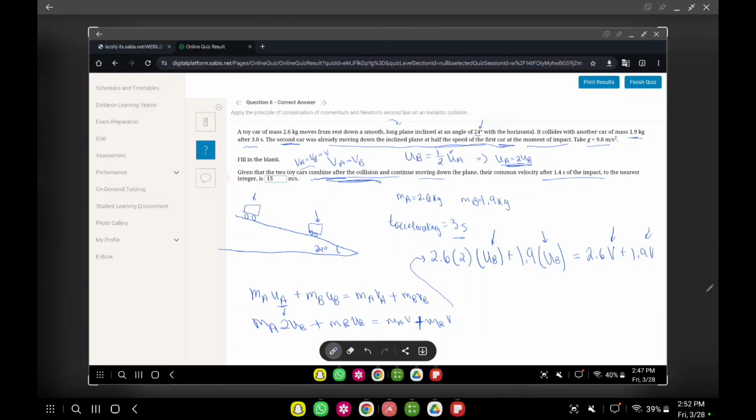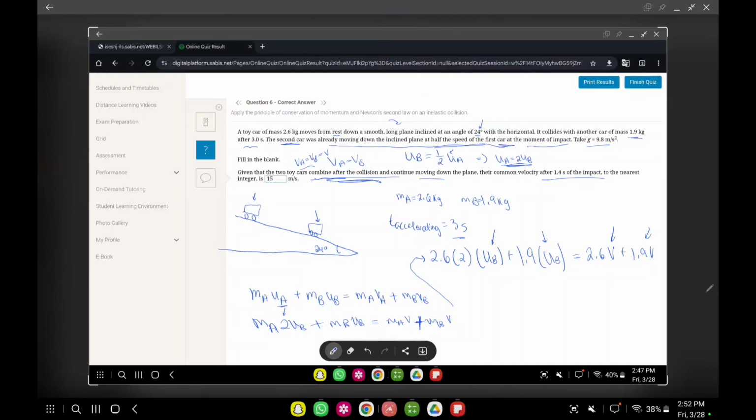What do we know? It started from rest, right? So I can maybe find the acceleration of it, right? I can find the acceleration and multiply it by 3 seconds to get the velocity, because you guys know velocity is equal to the acceleration times time, right?